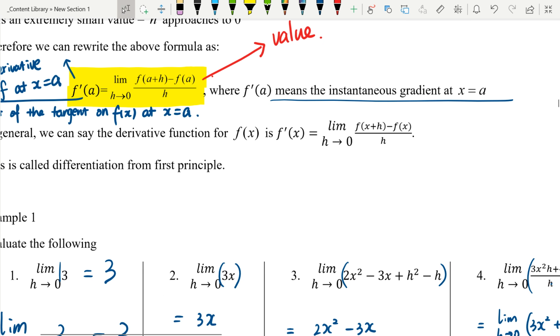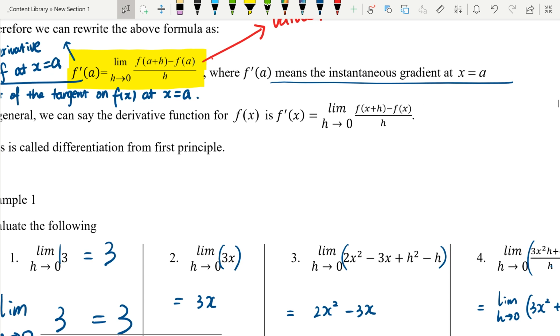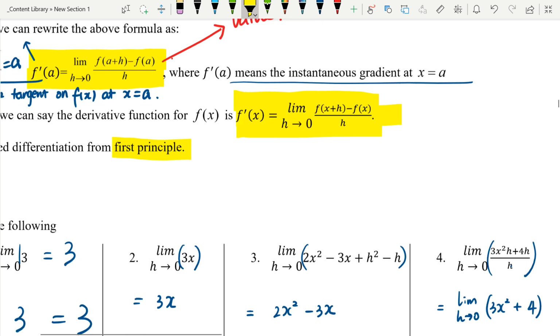I don't want to just talk about one point. I want to think about what will happen at every other point. So highlight this one. We have something called first principle. This is the first definition we learn, the first rule basically. What we have done is change all the a to x. a is a particular point, but now I don't want a particular point. I want it in general, at any point on this curve. So making a become x means any point on this curve.